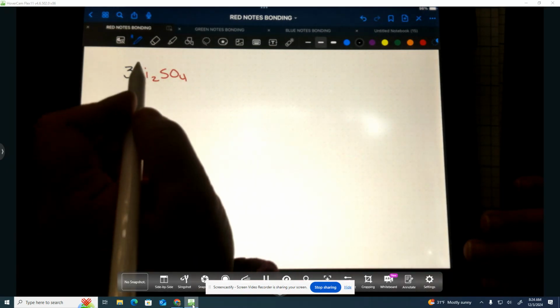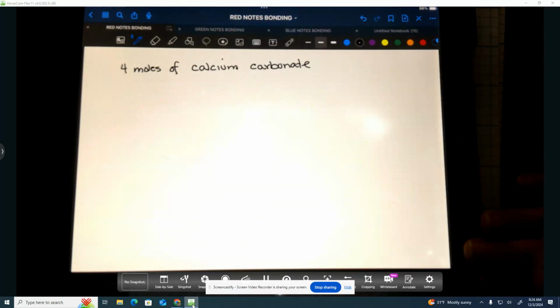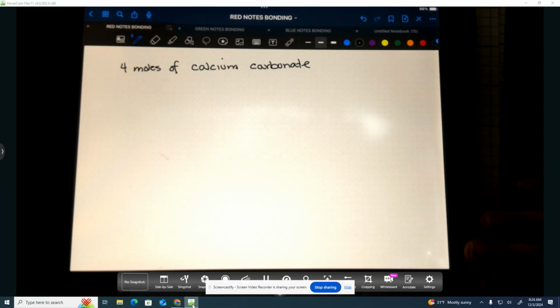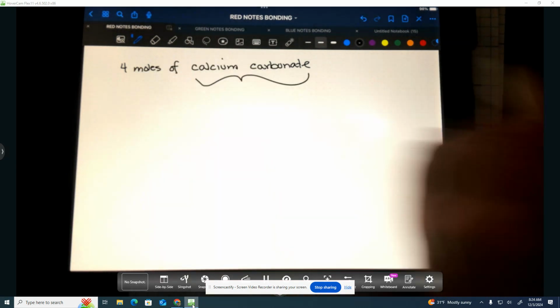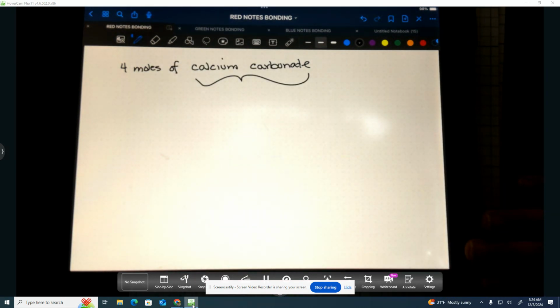Now, here's the hard part. They don't always give it to you like this. They might say 4 moles of calcium carbonate. Okay, so if I have 4 moles of calcium carbonate, how many moles of calcium do I have? Well, we have to write this as a formula. And that brings us back to what we were doing before.